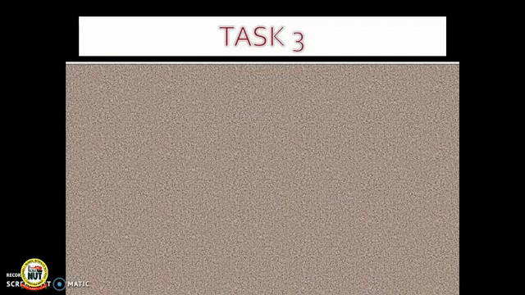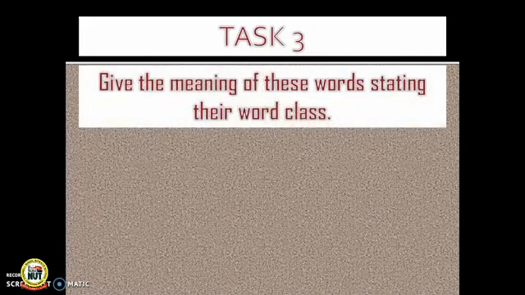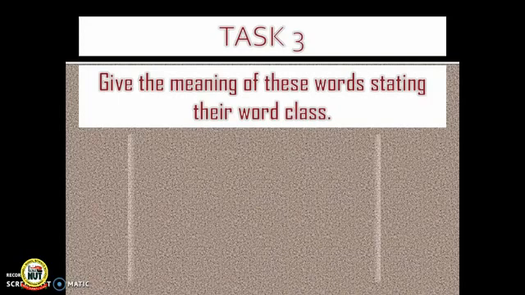So I have another task for you, just the last task. Yeah, the class has been a bit lengthy. So this is the last task for today, before we call it a day. Alright, so what are you expected to do? Give the meaning of these words stating their word class. Word class means the part of speech. Like I told you, this is a noun and this is what it means; when it's a verb, this is what it means. So I expect you to do the same with these words.